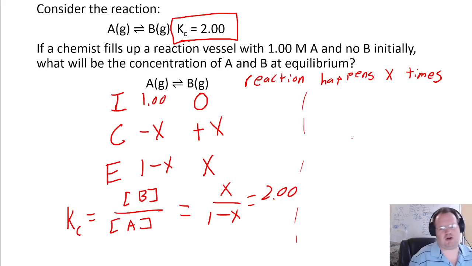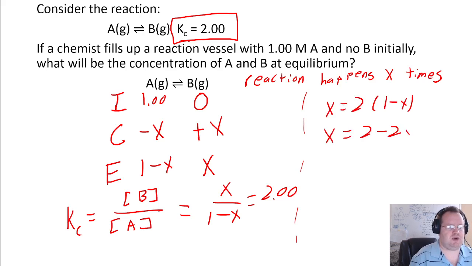Put a line there, we'll start over up here. So now I just have to solve for X. I multiply both sides by 1 minus X, and I get X equals 2 times 1 minus X. We distribute the 2. I get X equals 2 minus 2X. I move that to the other side. I have 3X equals 2. And so I have X equals 2/3 or 0.67.